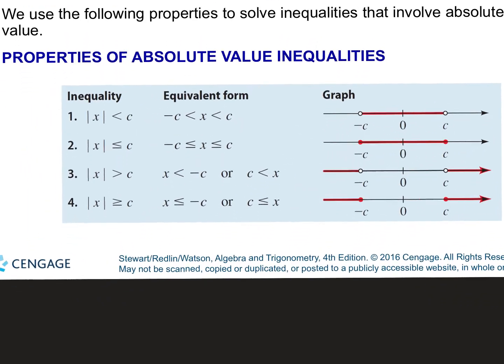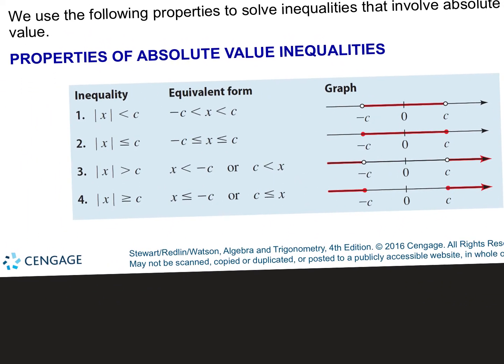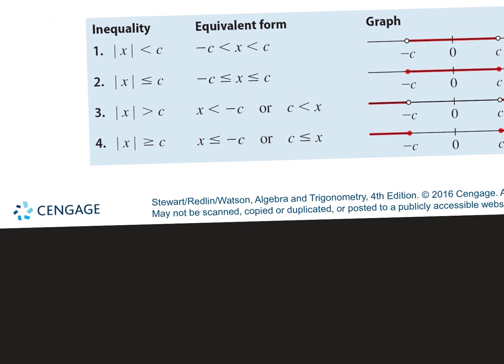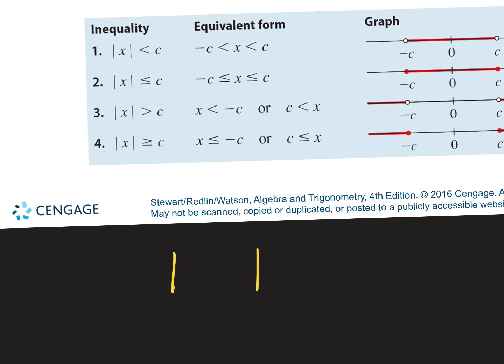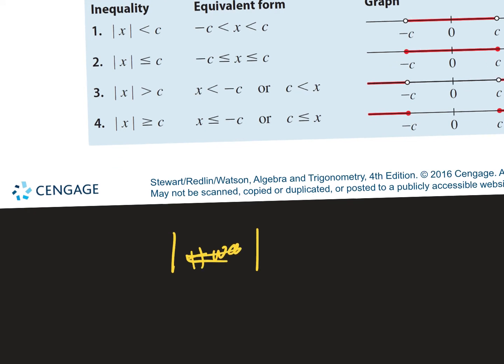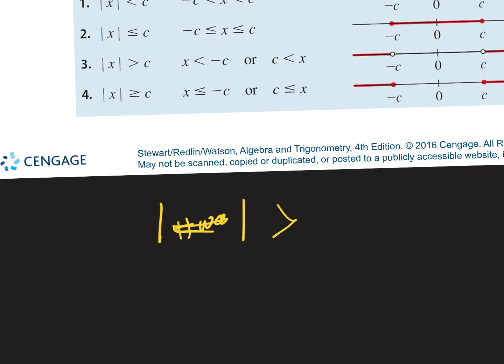What I do want to bring to your attention, because when we talk about our inequalities, and I'll show you one of these, we're going to talk about a range of answers. It's not just one answer. So once we isolate our absolute value, this is whatever number in here, blah, blah. If this is greater than or equal to a negative number, think about that. Is that always going to be true? No.